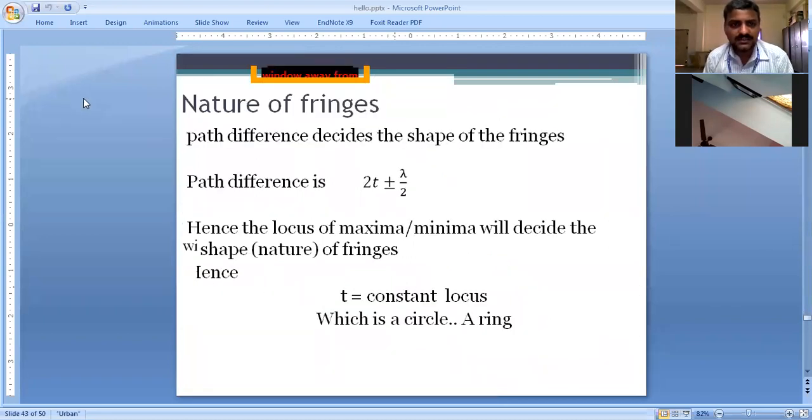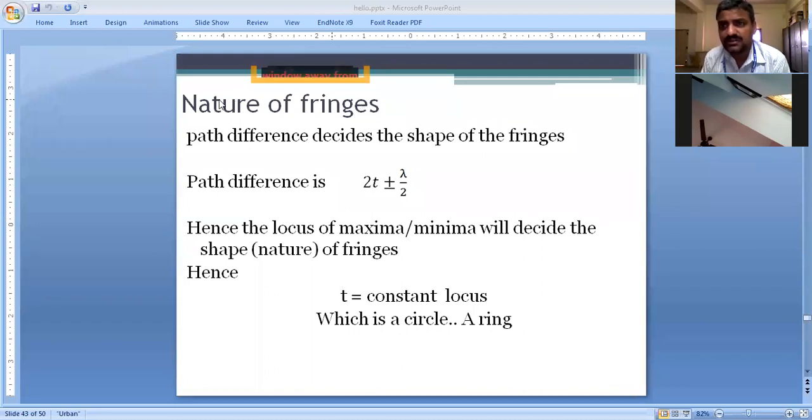As I already mentioned, the path difference decides the shape of the fringes. A constant-t locus is going to be a circle. That's why we get rings. We get maxima as bright rings and minima as dark rings, bright and dark concentric rings. That is going to be the shape of the fringes.